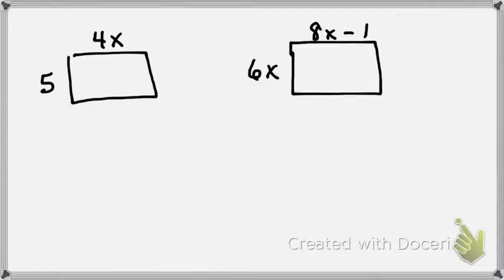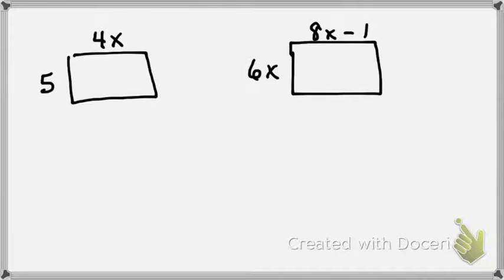On this lesson, though, you're going to have some variables in there as well. So imagine you had a rectangle, and this side was a length of 5, and this side was a length of 4x. Now, I don't know what x is. Maybe it's a 2, maybe it's a 3, maybe it's a 10. I don't know. Whatever x is, this length right here is 4 times that number.